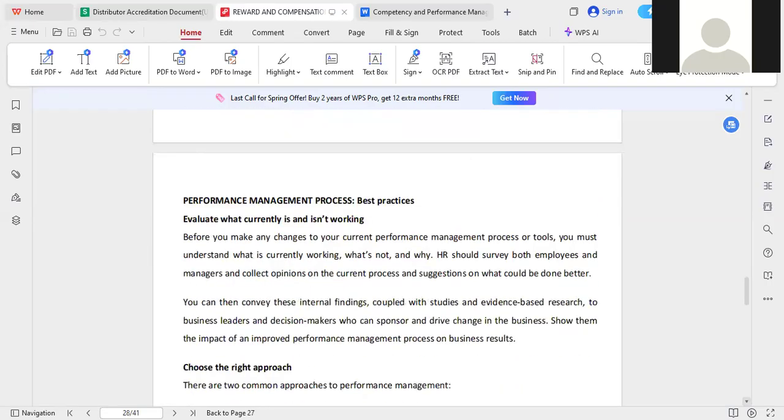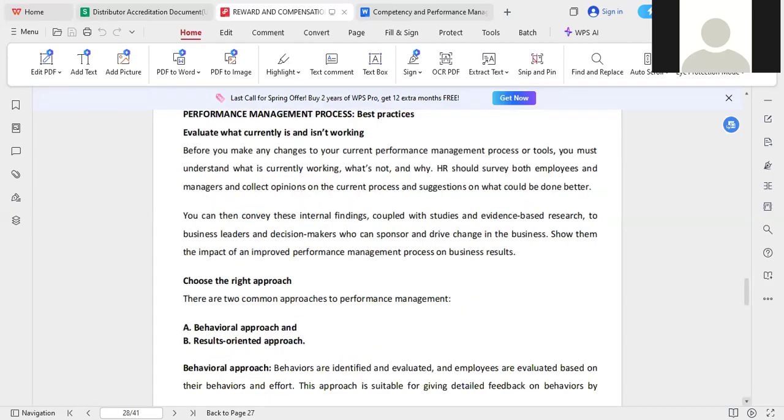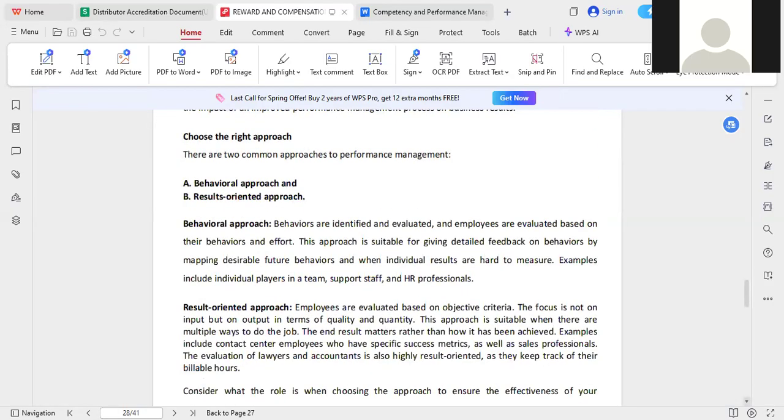So performance management process best practices help to evaluate what is currently working and what isn't working. We want to know, and based on that, you want to choose the right path. How do you choose the right path? By a behavioral approach and a result-oriented approach.